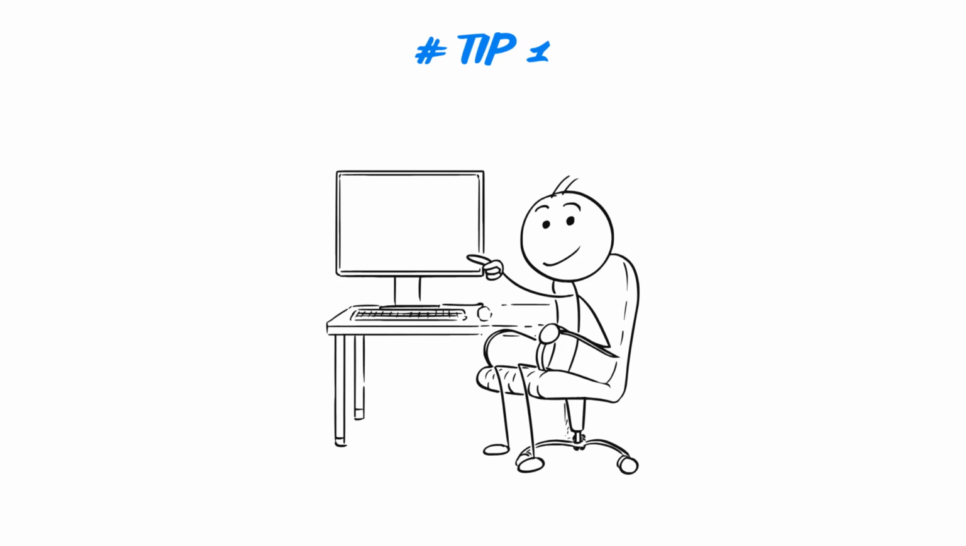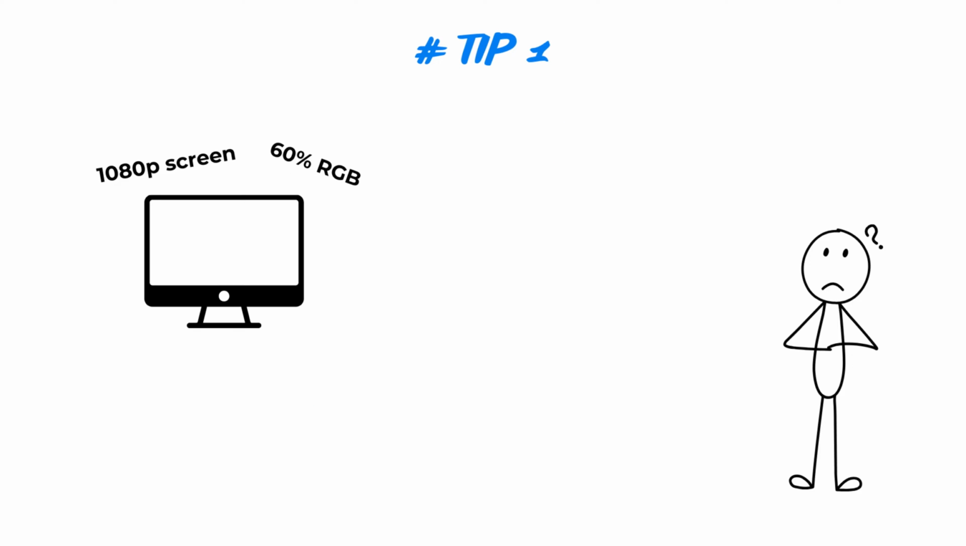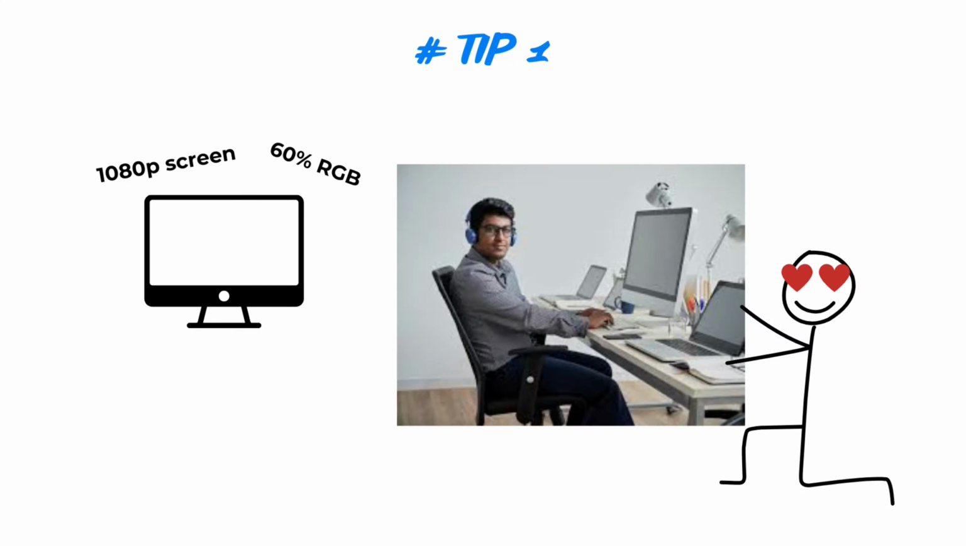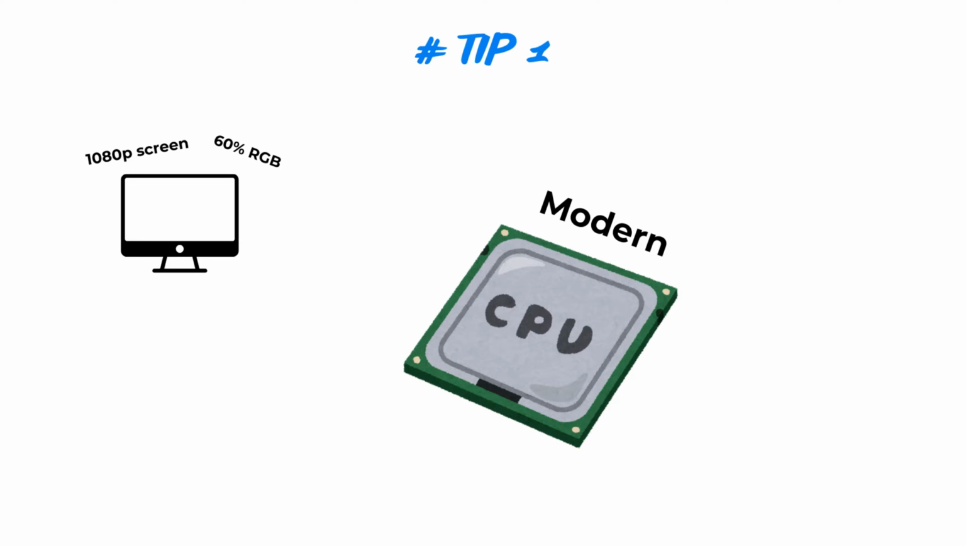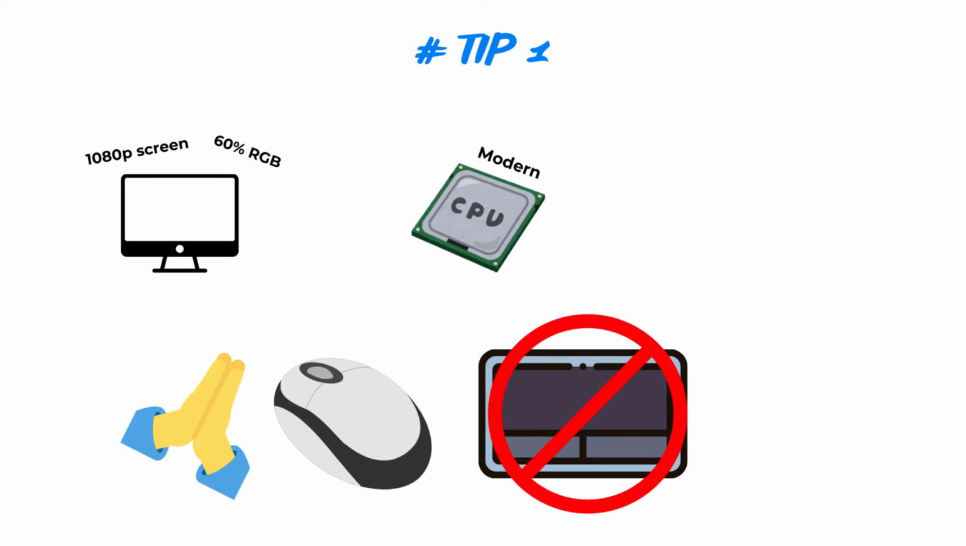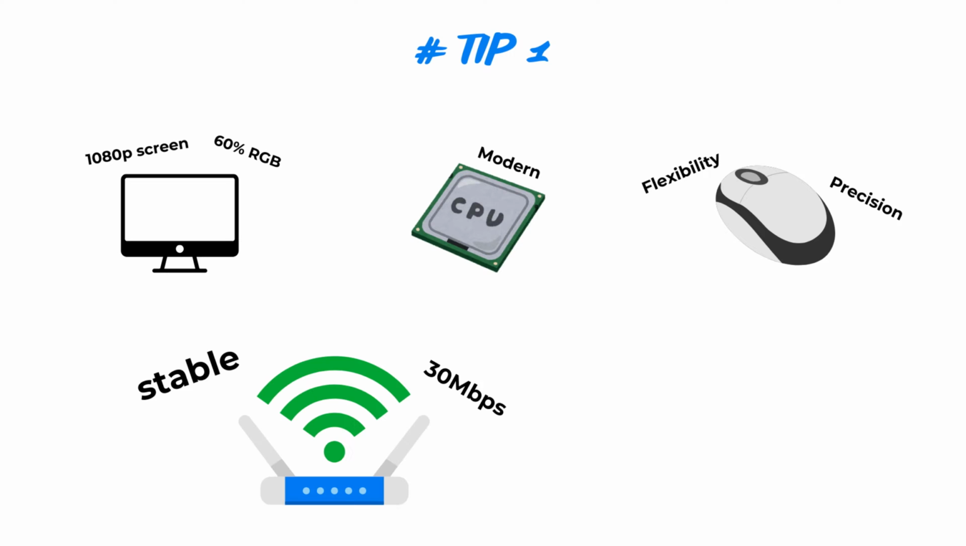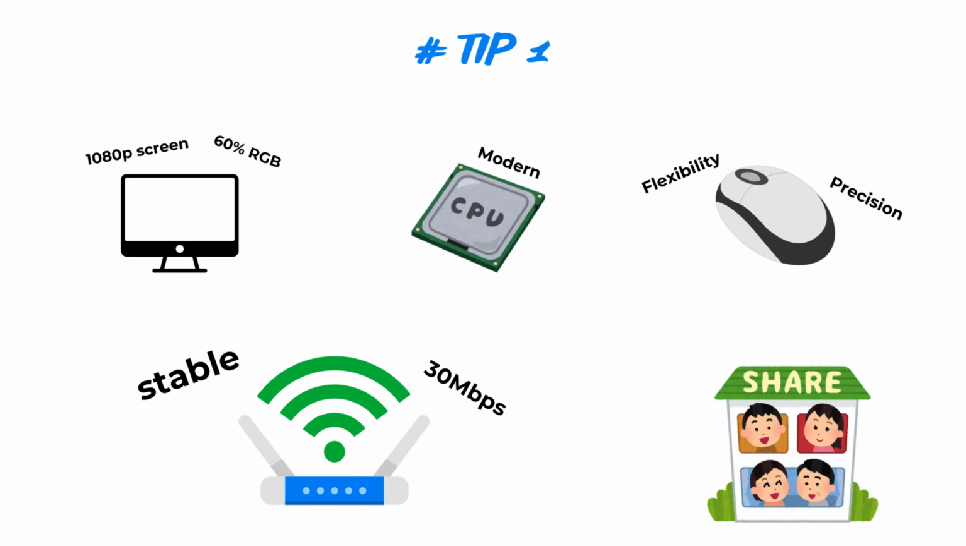So, what do you need for your computer? A 1080p screen with 60% RGB as a minimum. If you don't know how to check this, just ask a tech guy. A modern CPU. To put it simply, it should be less than 4 years old. And please, use a mouse instead of a touchpad. A mouse should give you more flexibility and precision in your actions. You also need a stable 30 Mbps internet connection at a minimum. To ensure the connection is stable, ask your family members or roommates to stop using Wi-Fi during your test.